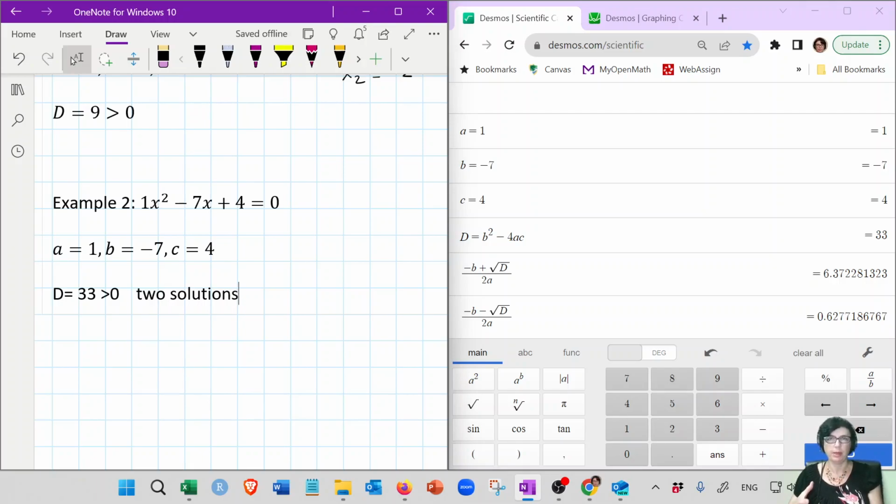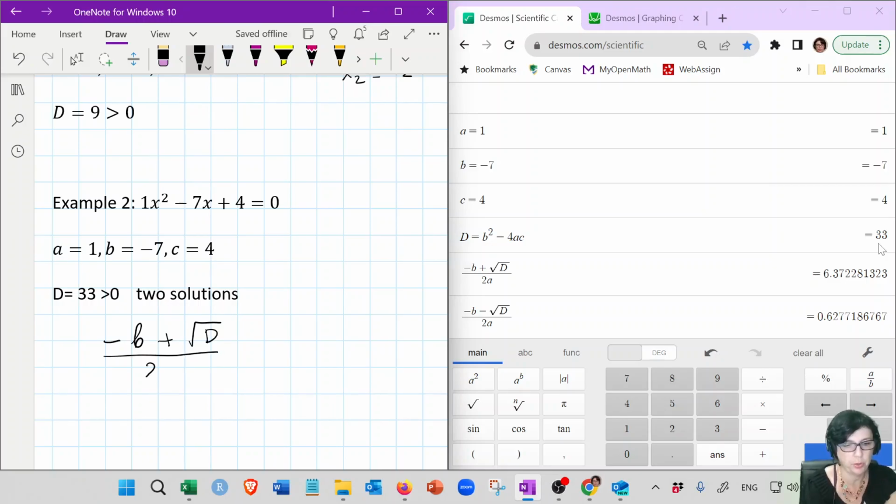So if it were something like 36, that would be square root of 6. And so then you would have nice solutions, rational solutions, just like fractions or integers. But in this case, that's not happening. So Desmos is really not going to help you anymore. What you need to do is substitute into the formula. So let me write down the formula. The first solution is going to look like this: minus b plus square root of d divided by 2a.